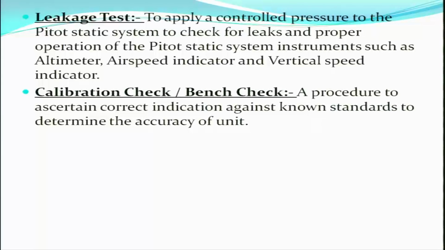Leakage test: to apply a controlled pressure to the pitot static system to check for leaks and proper operation of the pitot static instruments such as altimeter, airspeed indicator and vertical speed indicator. An example for the leakage test is given in the flight instruments: altimeters, airspeed indicators, vertical speed indicators, the pitot static instruments. A leakage test is performed to check whether the system is holding that pressure, whether there is any leakage in the system or not.